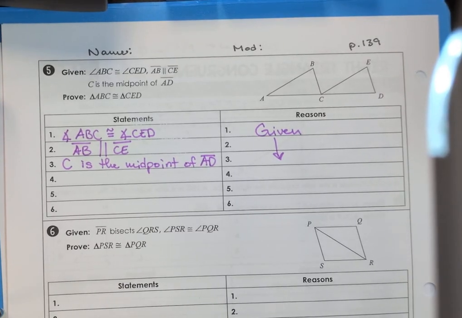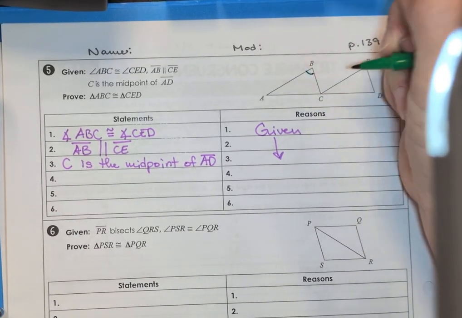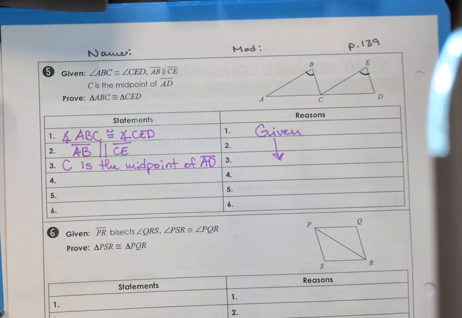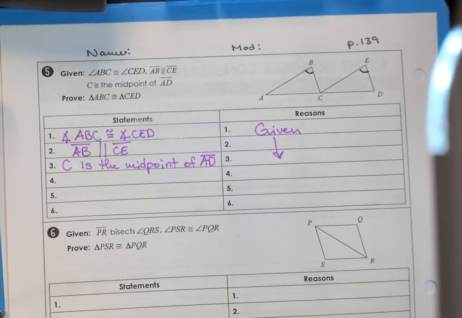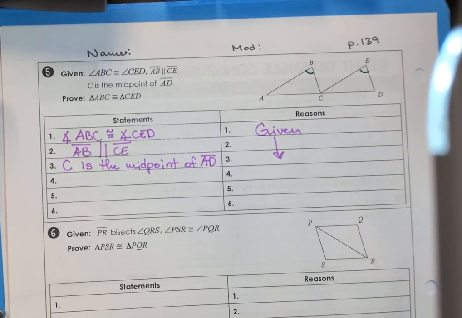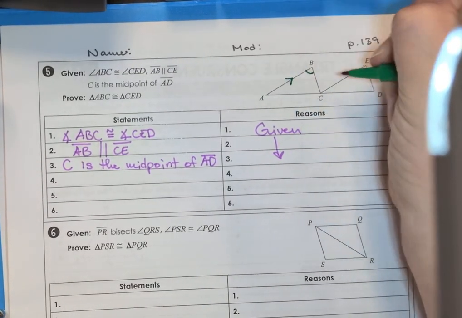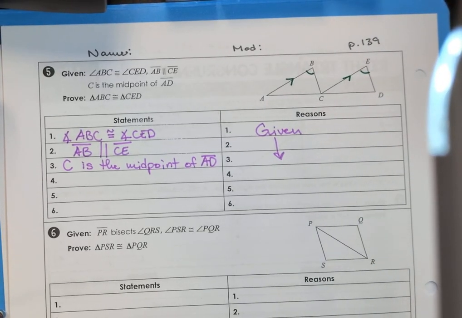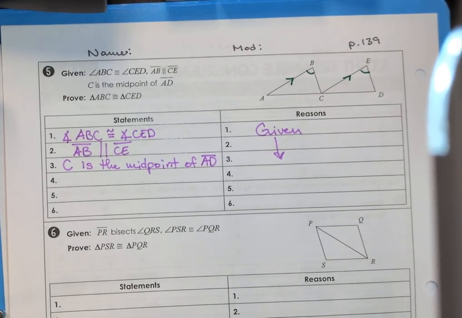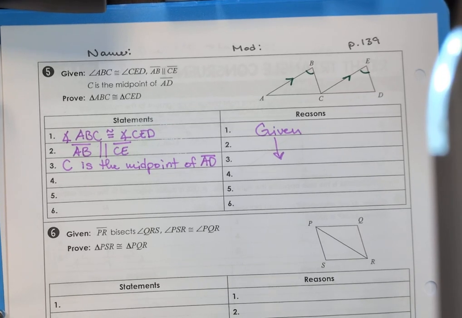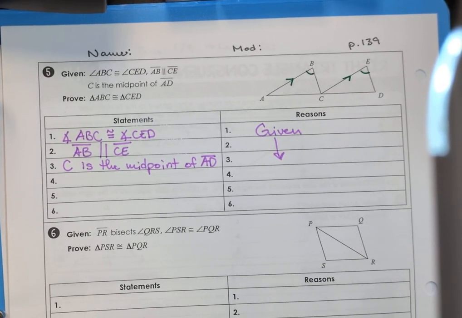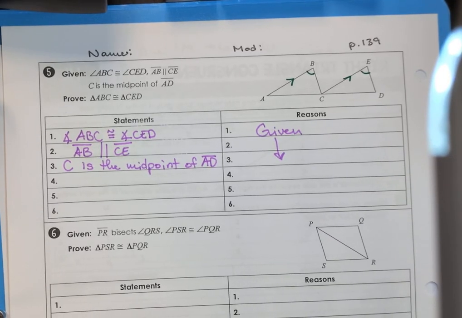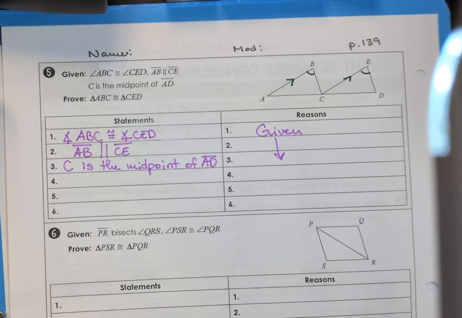Alright. The first given, they told you ABC is congruent to CED, right? So we got some angles. What does the second given say? AB is parallel to CE. Oh, we have parallel things. What do you look for when you know things are parallel? Angle relationships. Okay. What angles could we find? Congruence. Corresponding. Alternate. What corresponding ones? B and E. We already found those. That was the first given.